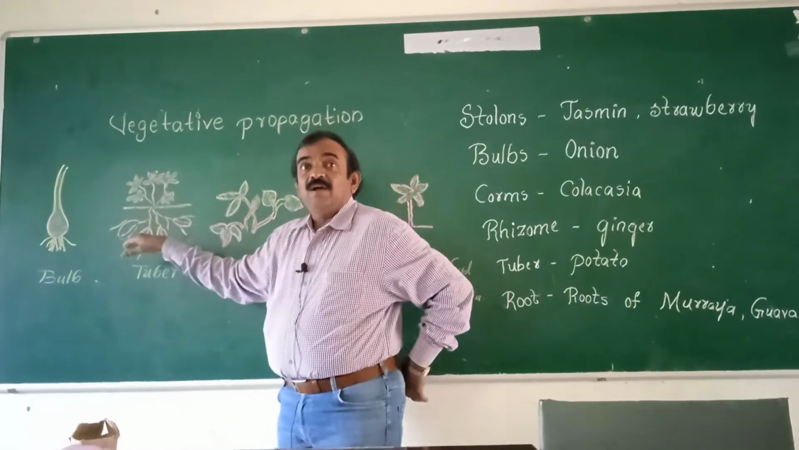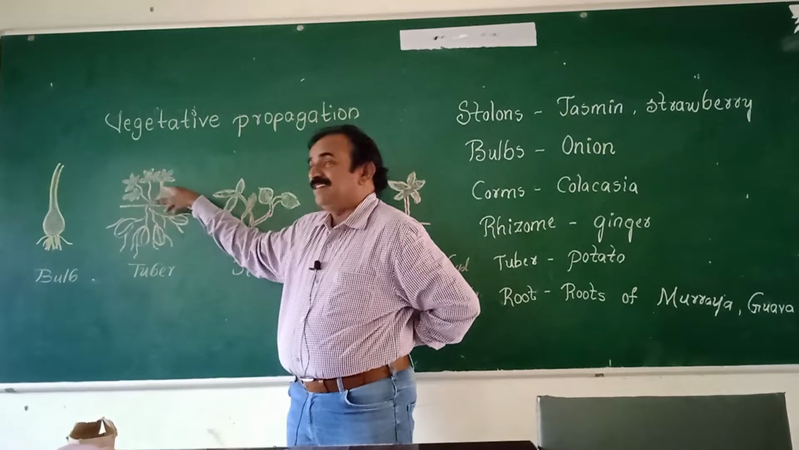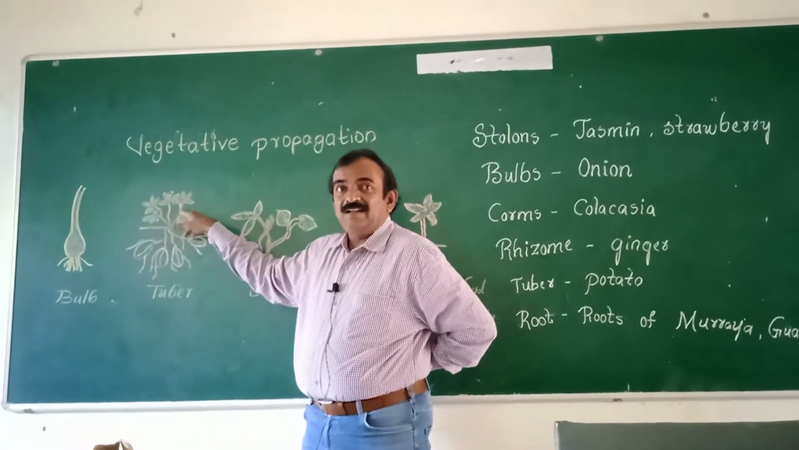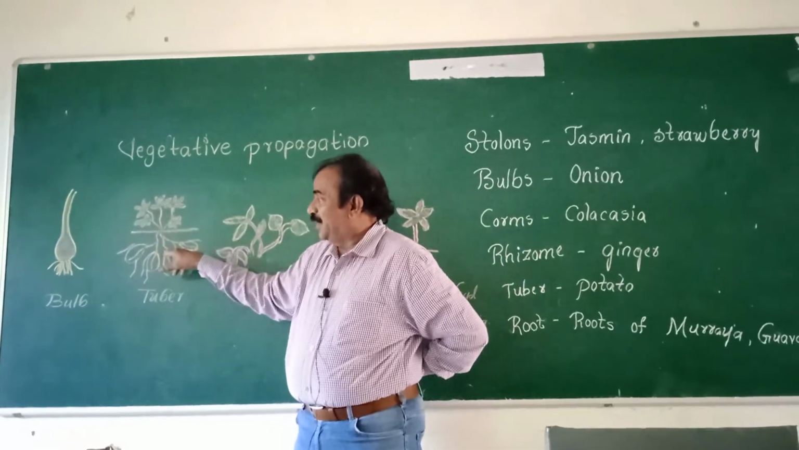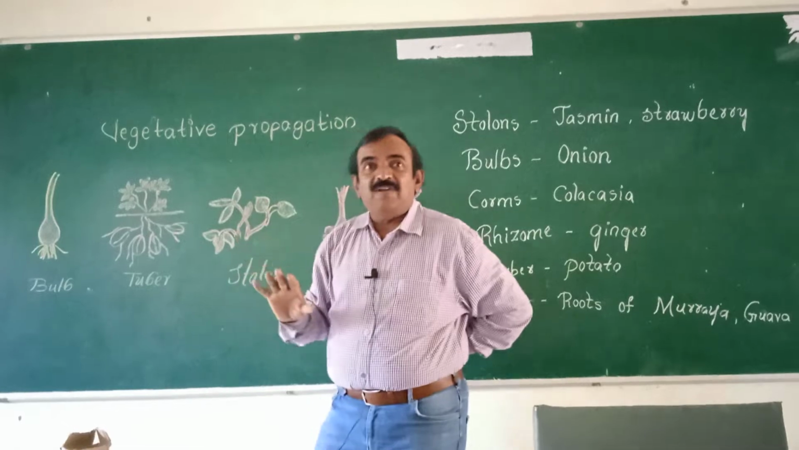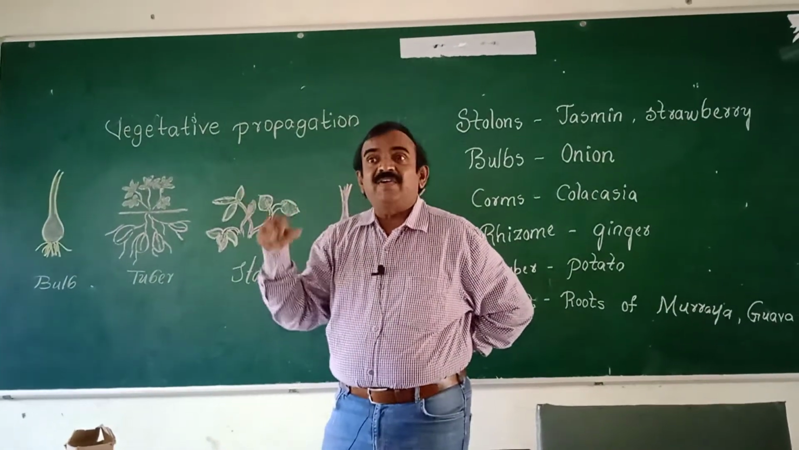Potatoes they produce. So what does the potato plant produce? Potatoes, not on the branches or from the axil of the leaf. Potatoes grow in the soil. And potato is not a modified root, it is a modified stem.